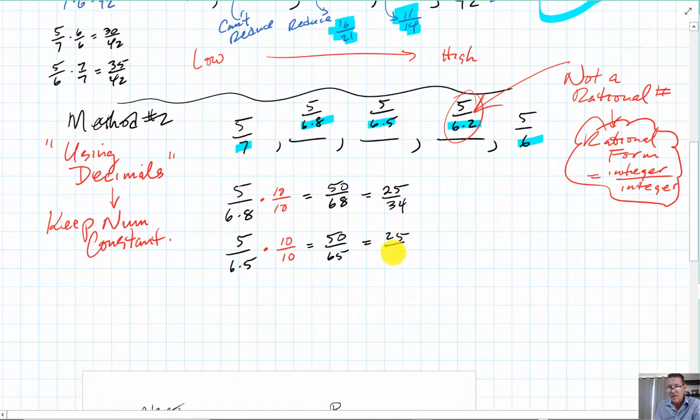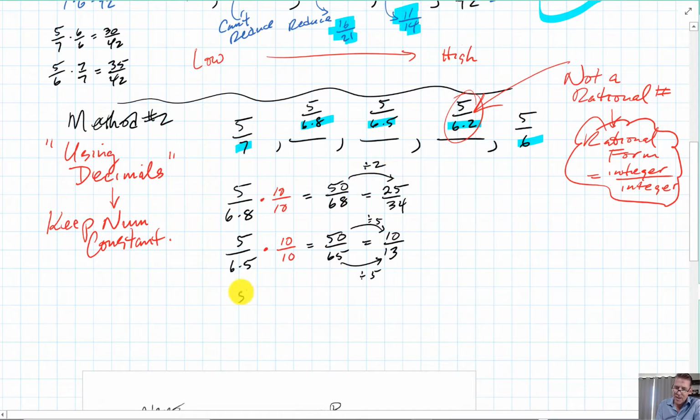You get 25 divided by... divide them both by 5, and you get 10/13. Again, divide by 5, divide by 5. Here I divided by 2 because they're even.